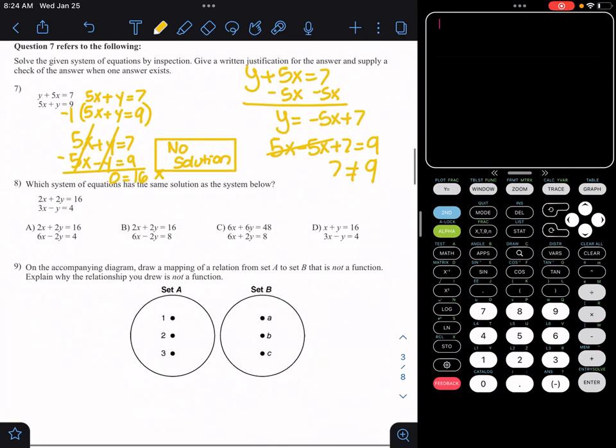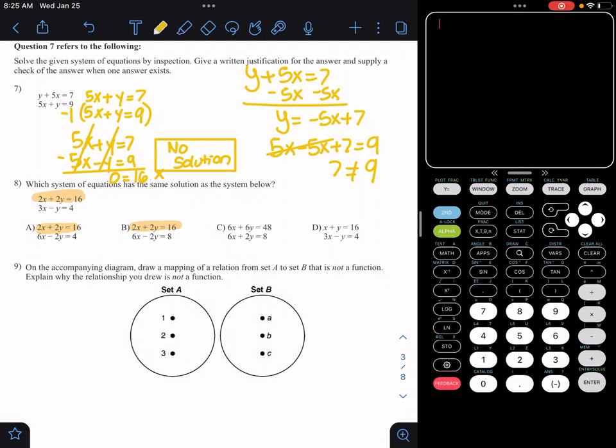All right, let's look at number 8. Which system of equations has the same solution as the system above? All right, if I look closely here, out of all the answer choices, the first one and these two are exactly the same. So let's look at the second one.